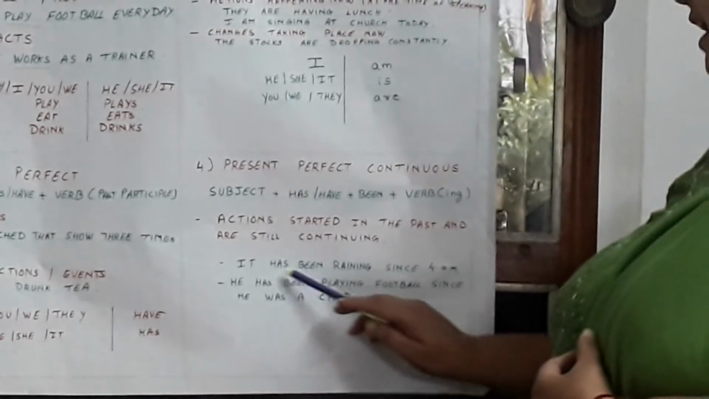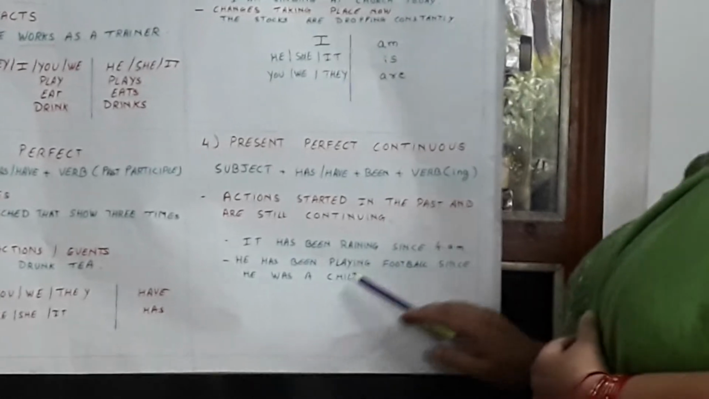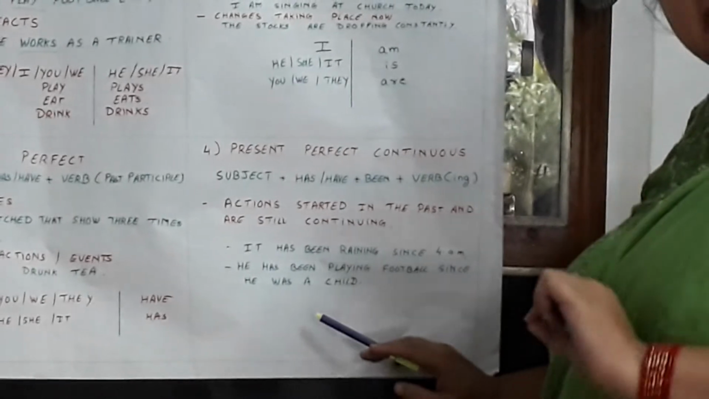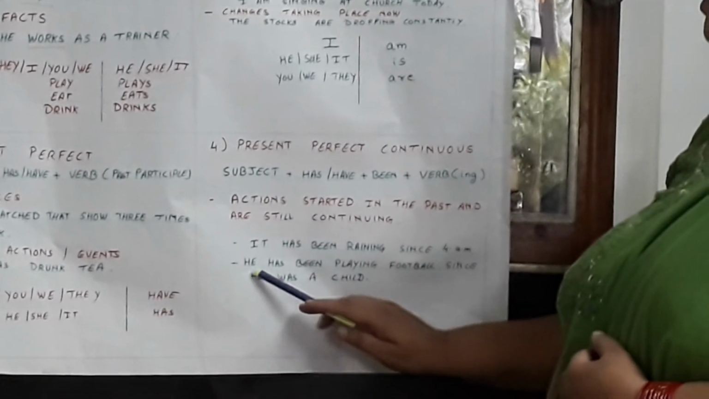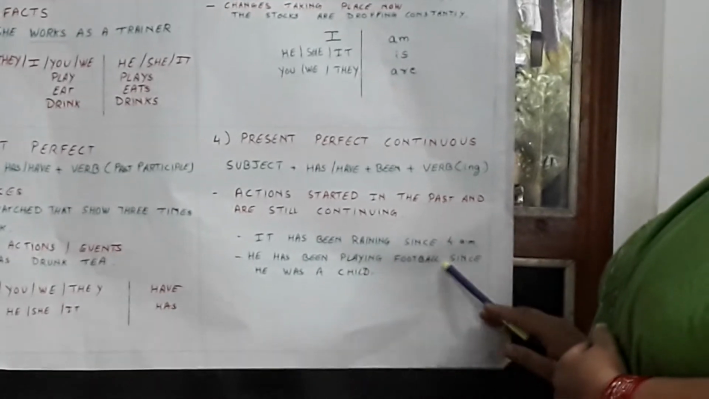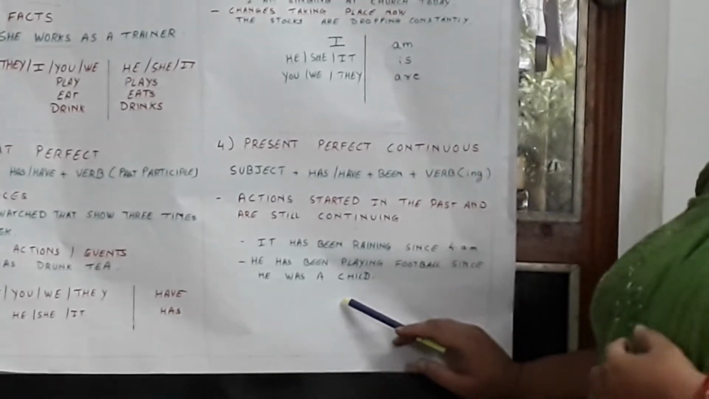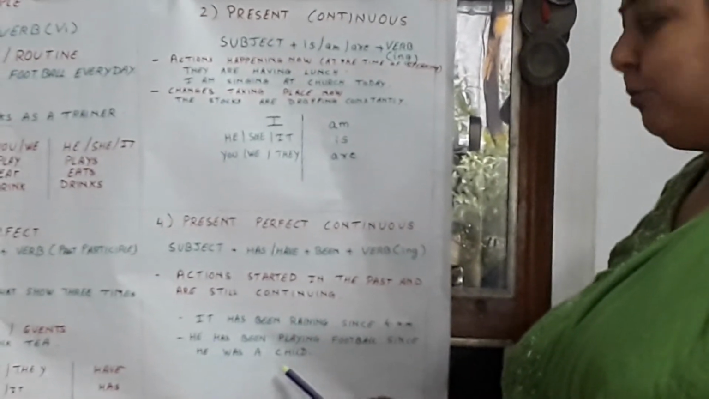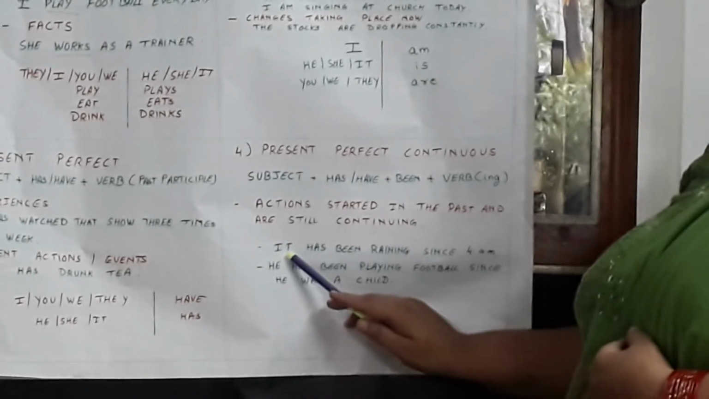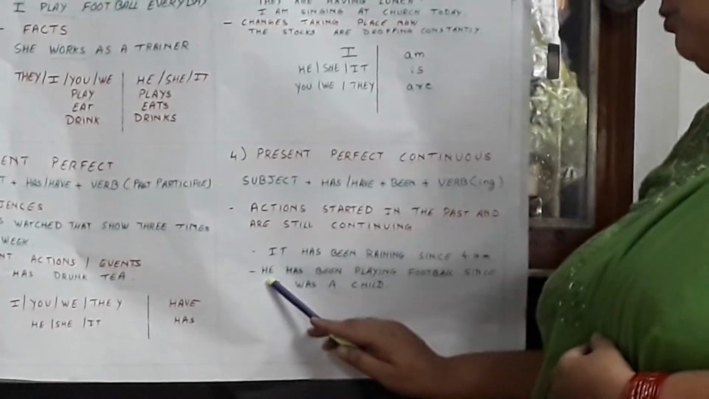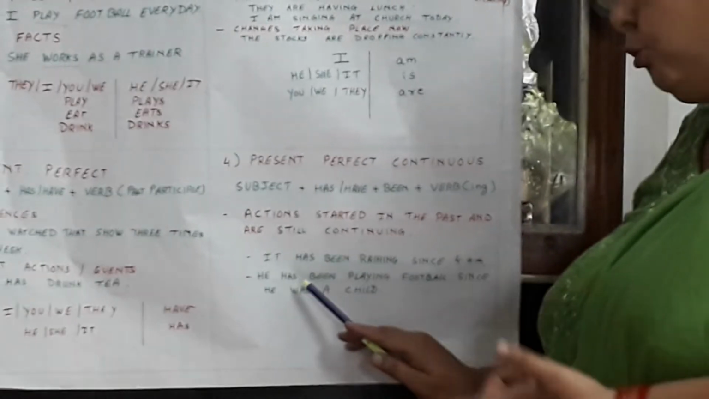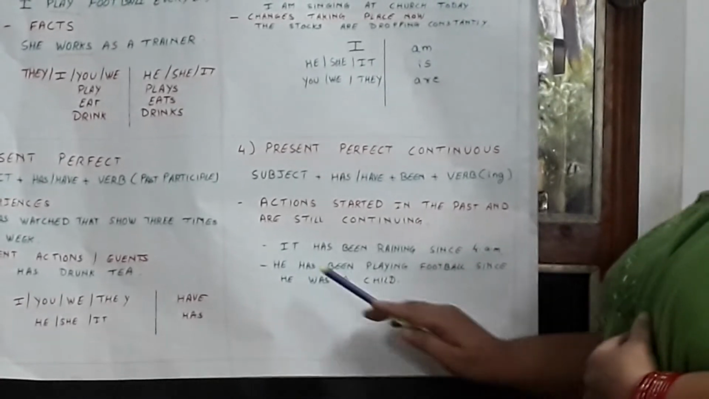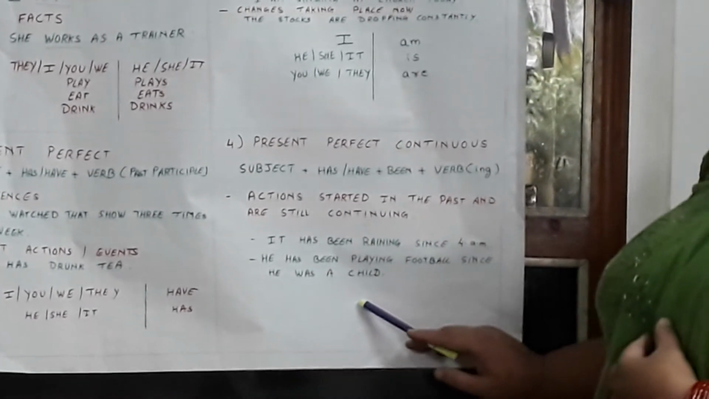For example, it has been raining since 4 a.m. That means it started raining in the morning at 4 a.m. and now at the time of speaking it is still raining. Then next example is he has been playing football since he was a child. That means right from his childhood he has been playing football and even today he plays football. He is a football player. So again with it, singular, I am using has. Again he is singular, I am using has. If I have to make it plural I will use: they have been playing football since they were a child.